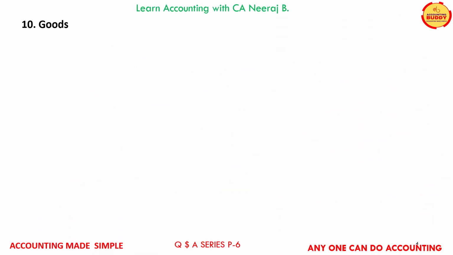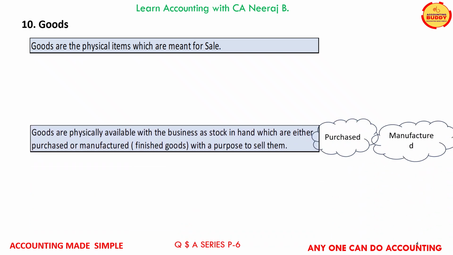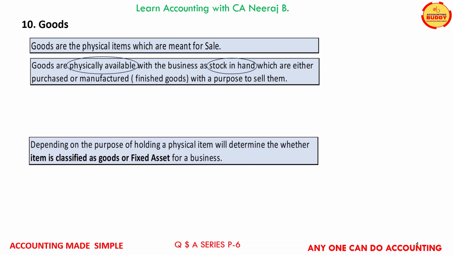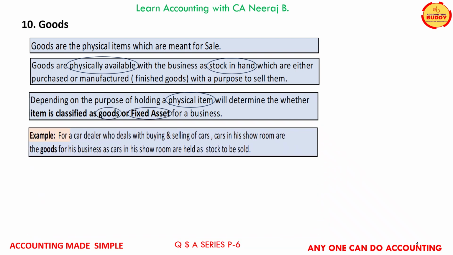Item number 10 which we will learn is the term goods. Goods are the physical items which are meant for resale. Goods are physically available with the business as stock in hand. These goods are either purchased or manufactured with a purpose to sell. The purpose for which a physical item has been held will determine whether it is classified as goods or a fixed asset for a business.